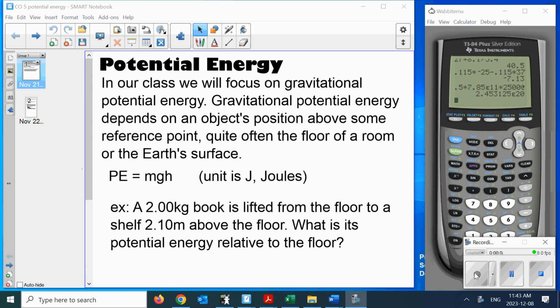Okay, as far as potential energy goes, there's all kinds of potential energy, chemical potential energy, etc. But we're going to focus on mechanical potential energy, and in particular, due to height differences. Gravitational potential energy depends on your position above some reference point, usually the floor of the room or the Earth's surface. And that kind of potential energy is really easy to calculate, mgh. And g is positive 9.8. We're just using that: the mass, the acceleration due to gravity on this planet, on average, and the height.